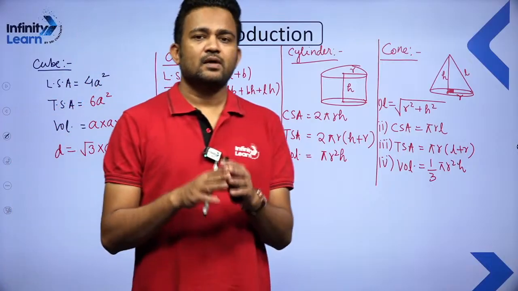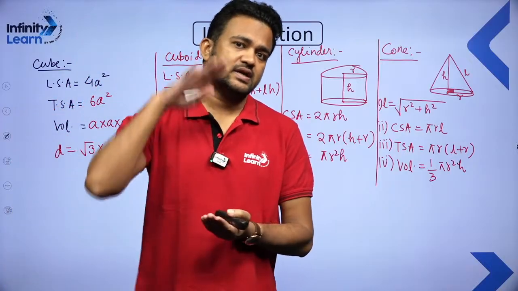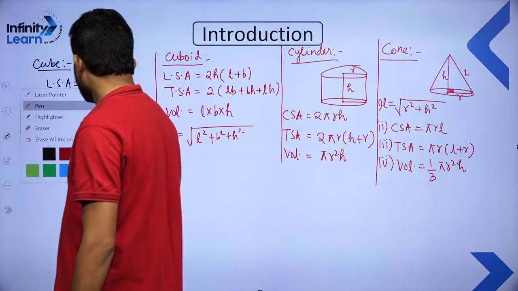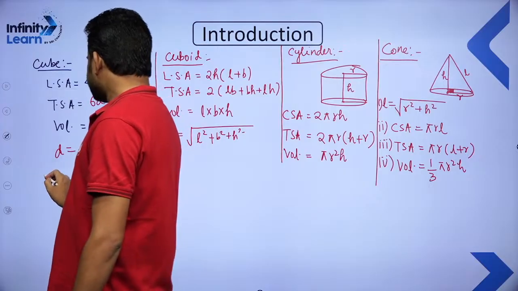If both cylinder and cone have the same radius and same height. Now the next shape is sphere.